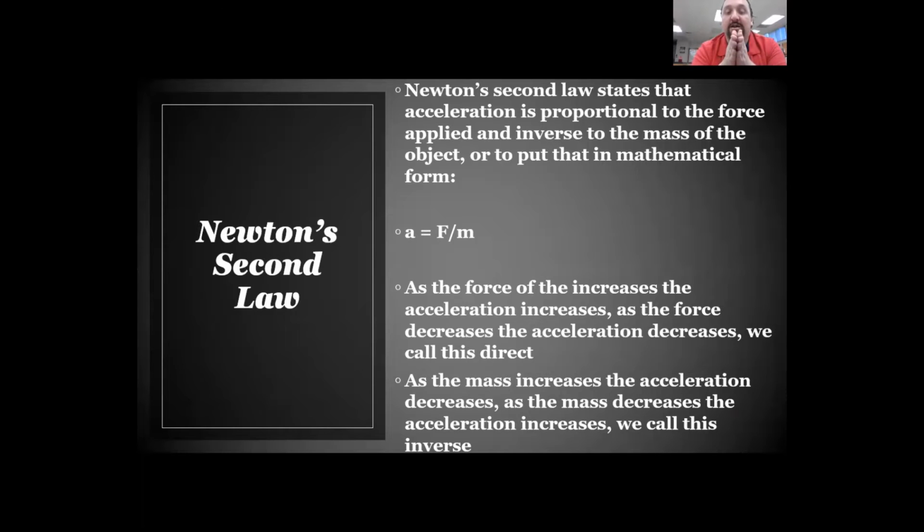By contrast, with mass, if you use the same force, it's going to cause a heavy object to move very slowly, but a small object to move very fast. We call that an inverse relationship, since as one goes down, the other goes up, or if one goes up, the other goes down.